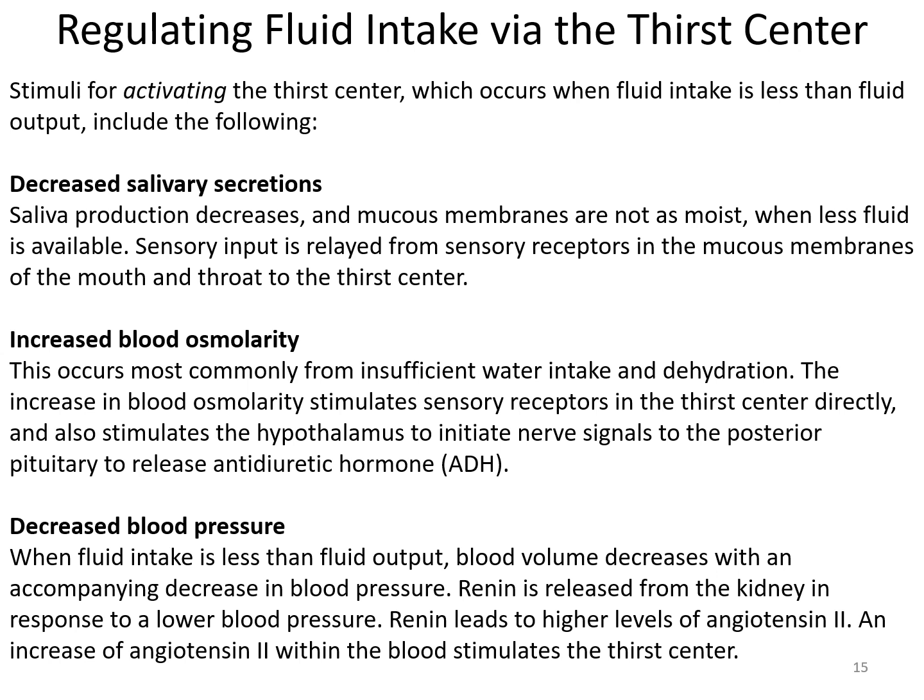And then also decreased blood pressure. When fluid intake is less than fluid output, the blood volume is going to decrease, and that leads to a decrease in blood pressure. Renin gets released from the kidney in response to that lower blood pressure. Renin causes higher levels of angiotensin II, and angiotensin II within the blood can also act to stimulate the thirst center so that, again, you drink and take in more fluids and bring that blood pressure back up.